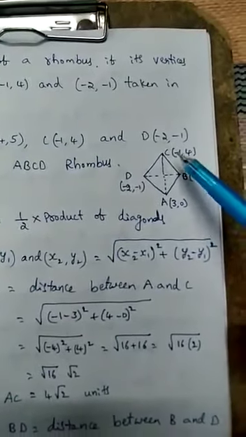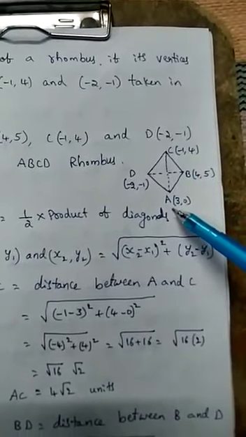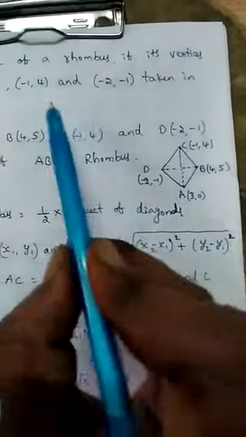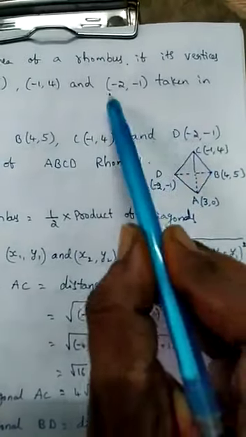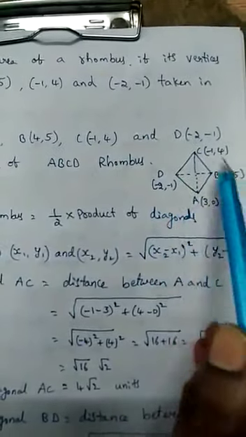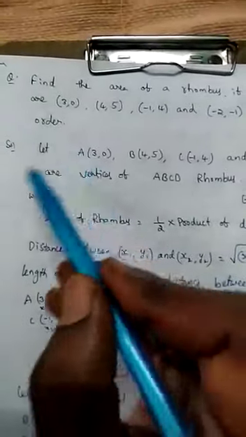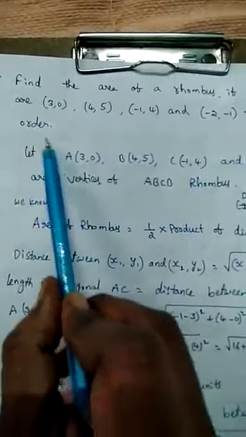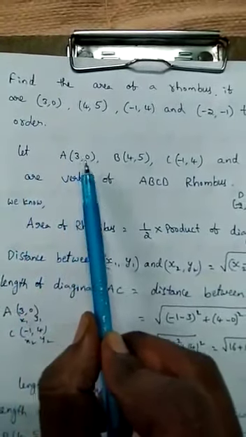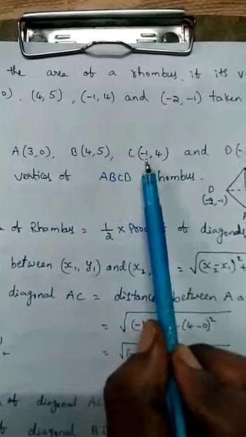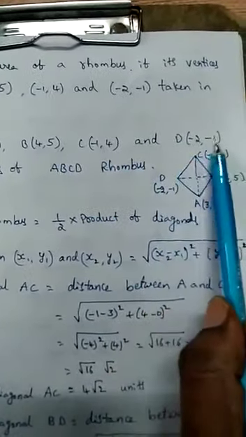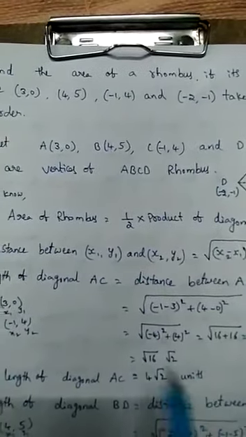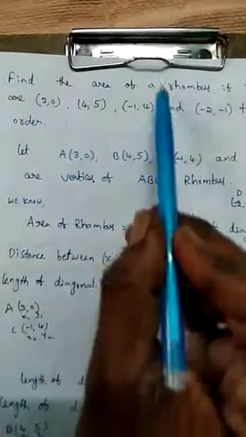So the first point A is (3, 0), clear. Then B (4, 5), then C (-1, 4) and D (-2, -1). Okay, clear. In the problem the names of the vertices are not mentioned, so we can assume, let A (3, 0), B (4, 5), C (-1, 4) and D (-2, -1) be the vertices of rhombus ABCD. Then coming to this, we can find the area of the rhombus.